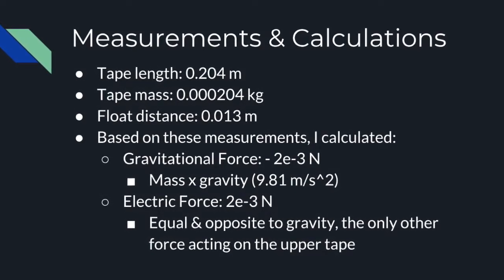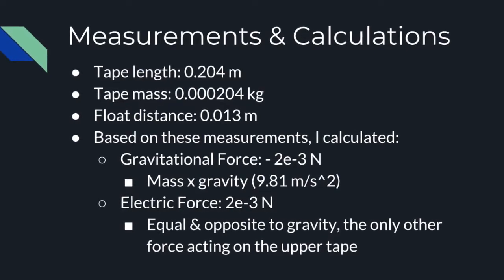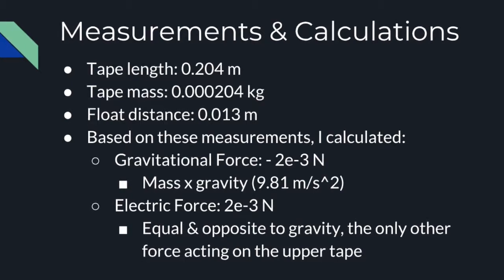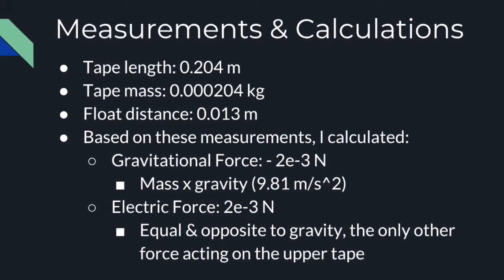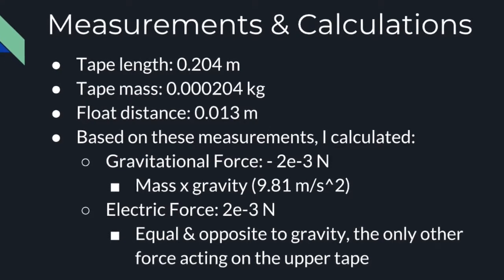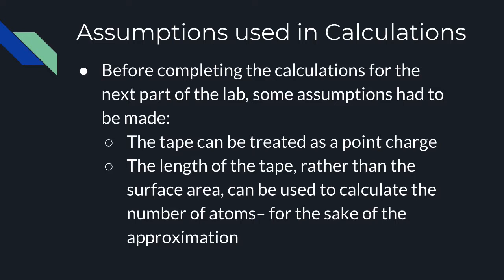Based on these measurements, I calculated that the gravitational force acting on the upper tape was -2 times 10 to the -3 newtons, and that the electric force, which had to be equal and opposite to the gravity, was +2 times 10 to the -3 newtons. Before completing the calculations for the next part of the lab, some assumptions had to be made, such as the tape can be treated as a point charge and that the length of the tape rather than the surface area can be used to calculate the number of atoms for the sake of this approximation.